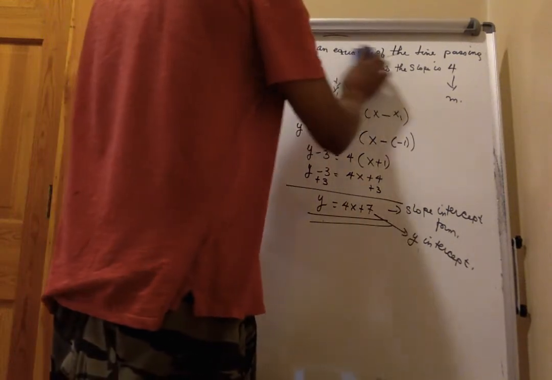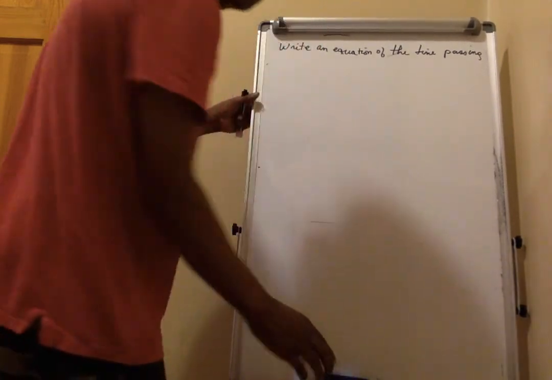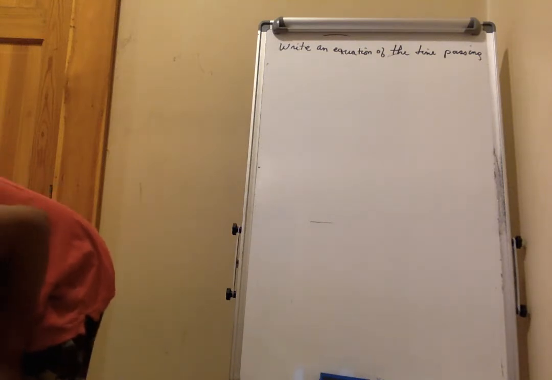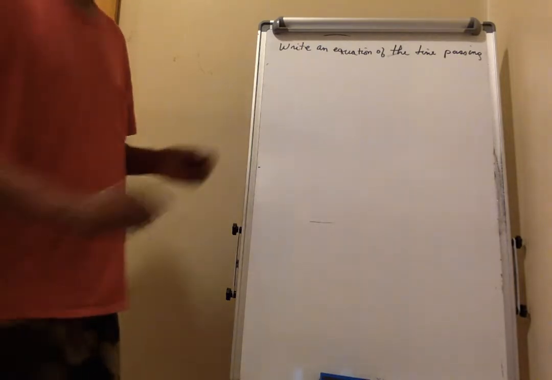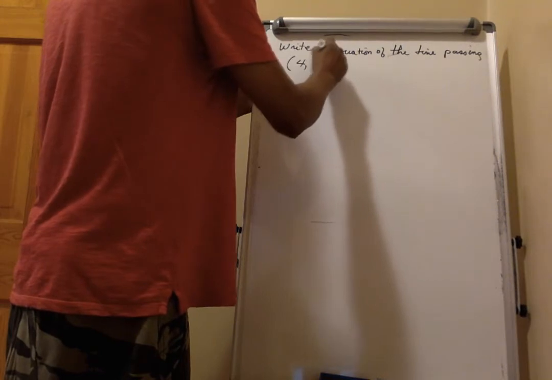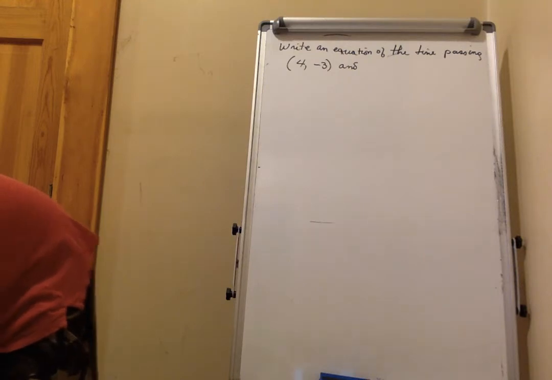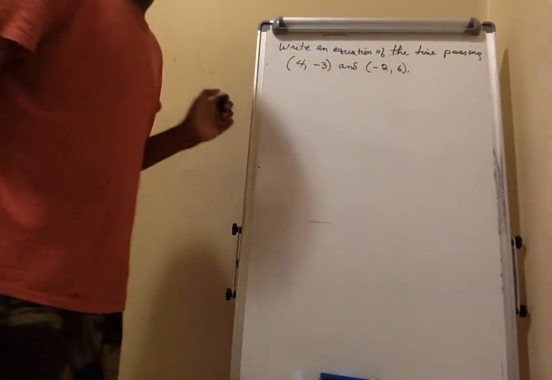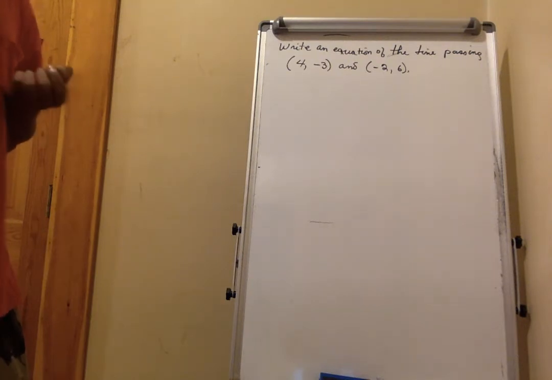Again, another example of writing an equation. This time, the line is passing through the points 4 and -3, and -2 and 6. Now, mind you, in this example, the slope is not given to us, and before we write an equation, we have to find the slope.